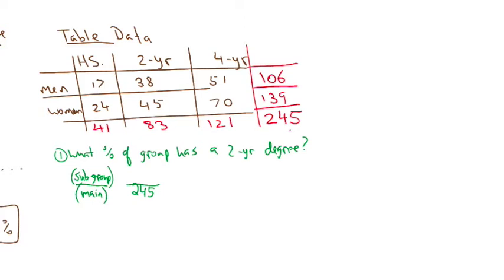What would be the number on the top? Well, what we're interested in is 2-year degrees. So it's not men 2-year degrees or women 2-year degrees. It is 2-year degrees, which is 83. And then we can use the formula to the left to find out the percent. So it's 83 divided by 245 times 100. Change it to a percent. What's it equal to?